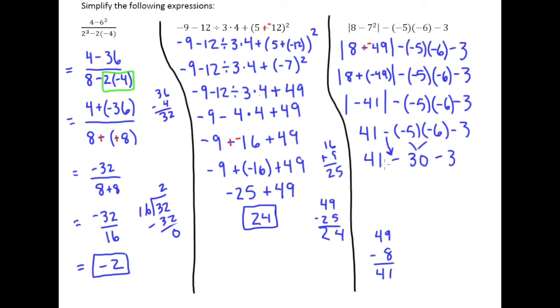Now the nice thing here is, yes, this is subtraction, but please, if you have a larger positive number minus a smaller positive number, don't do the plus the opposite thing, because this is just familiar subtraction, 41 minus 30. So we get 11 minus 3, and then finally 11 minus 3 is 8.